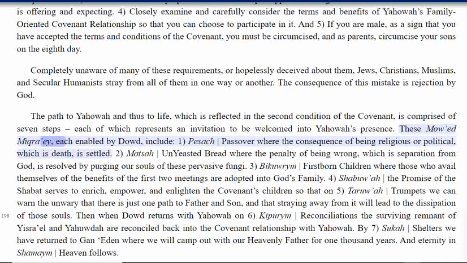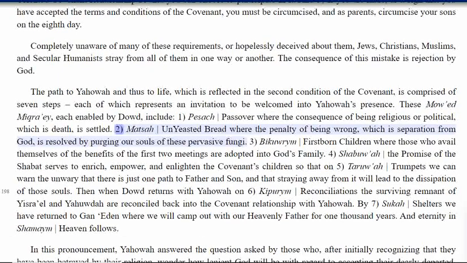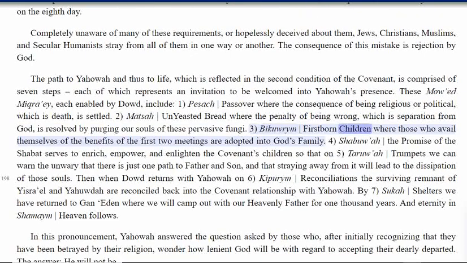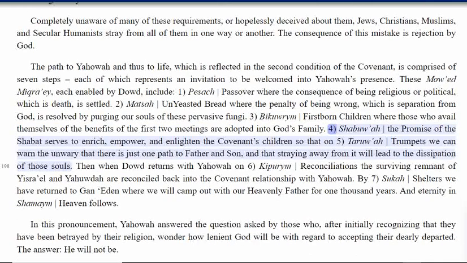These Mod Mikre, each enabled by Dowd, include: 1. Pesach, Passover, where the consequence of being religious or political, which is death, is settled. 2. Matzah, unyeasted bread, where the penalty of being wrong, which is separation from God, is resolved by purging our souls of these pervasive fungi. 3. Bikurim, firstborn children, where those who avail themselves of the benefits of the first 2 meetings are adopted into God's family. 4. Shabbat, the promise of the Shabat serves to enrich, empower, and enlighten the covenant's children, so that on 5. Towrah, trumpets, we can warn the unwary that there is just one path to father and son, and that straying away from it will lead to the dissipation of those souls.